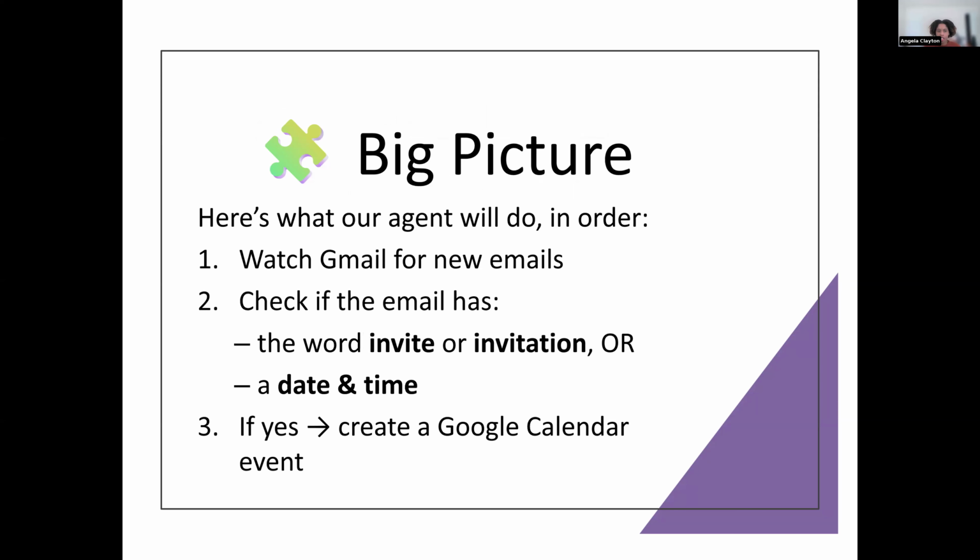So to get a big picture of what we're going to do, because for me, I need to see the big picture: you're going to watch Gmail for new emails, and you're going to check and see if that email has the word invite or invitation, or if it has a date and time. And then if it does, you're going to create a Google Calendar event.